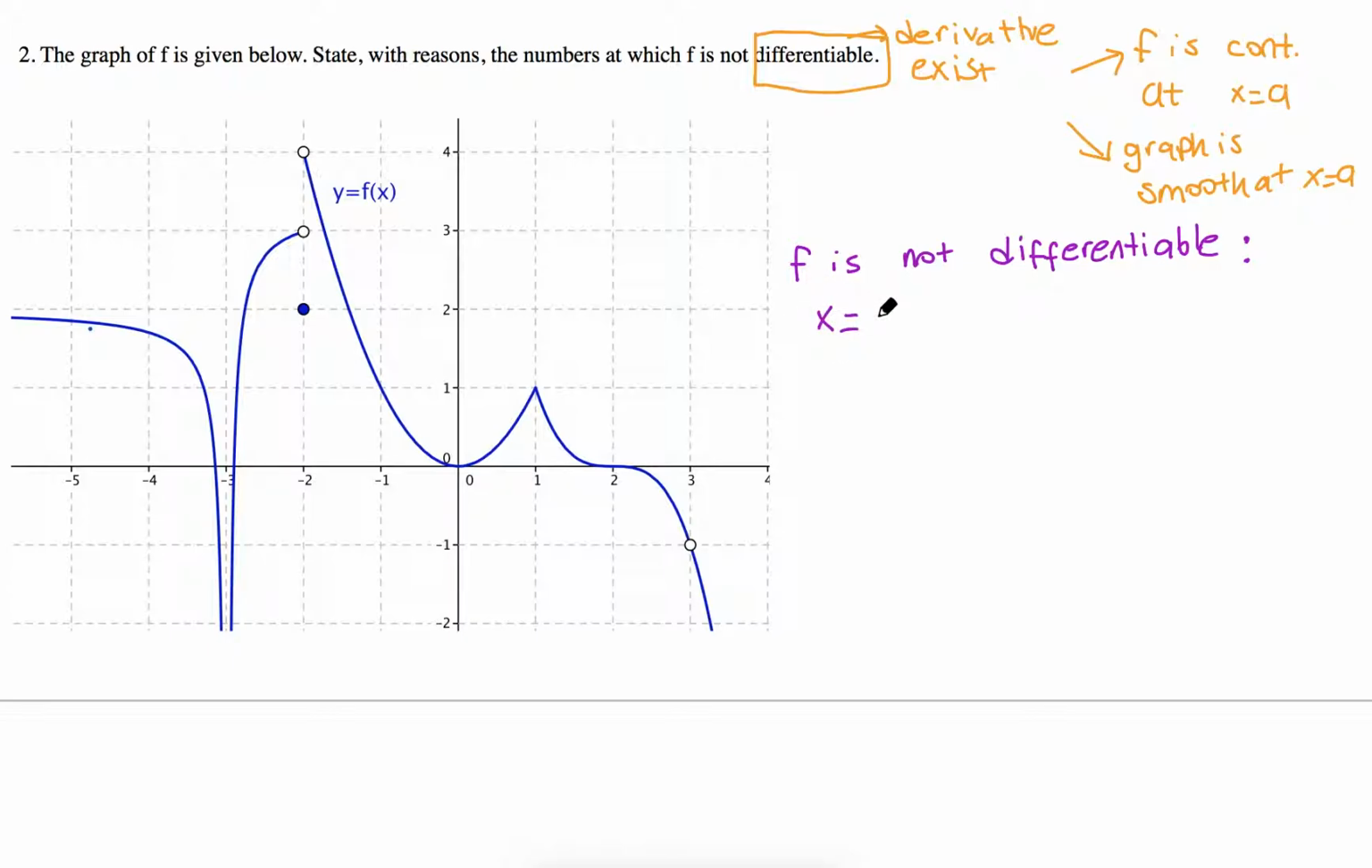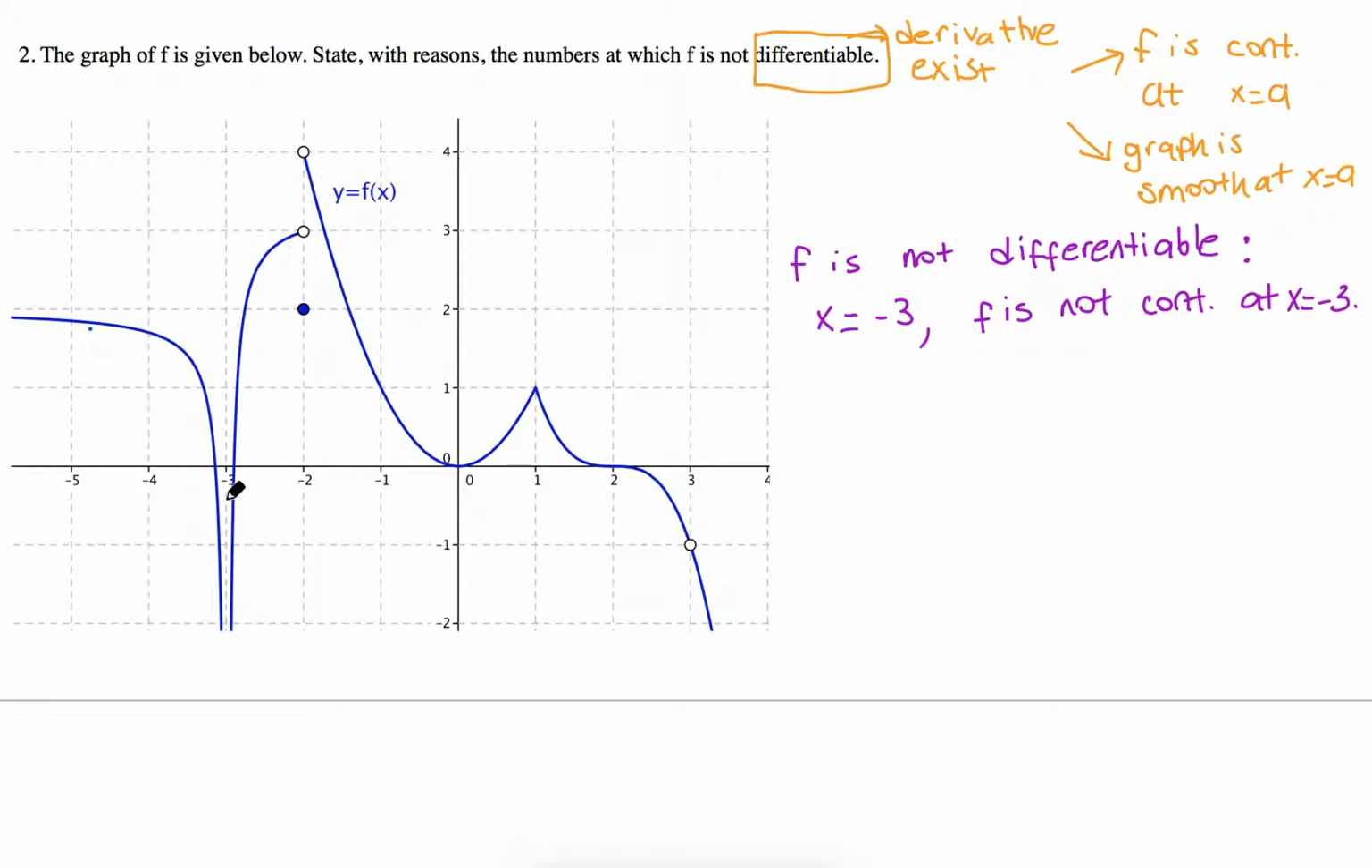So x equals -3. We'd like to state our reason. F is not differentiable at -3 because it is not continuous. F is not continuous at x equals -3. We have a vertical asymptote here.